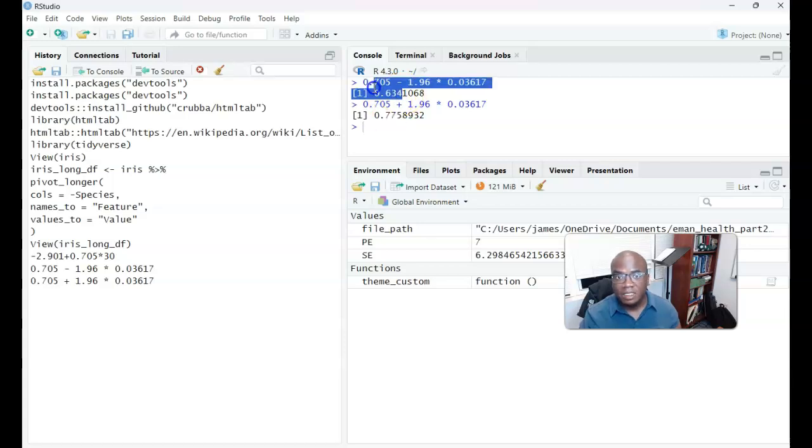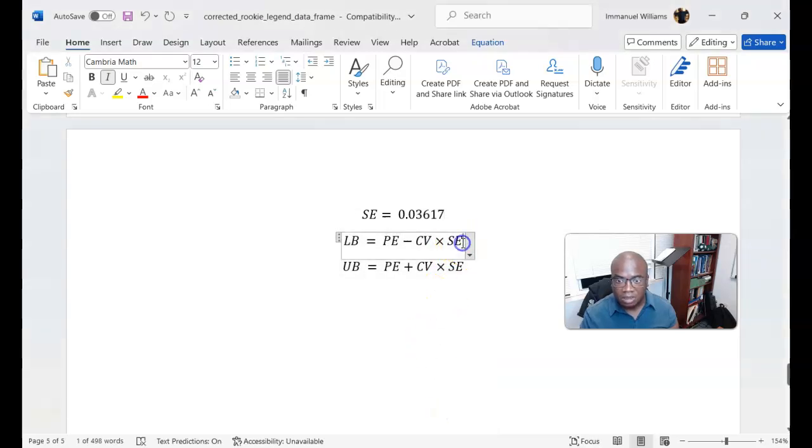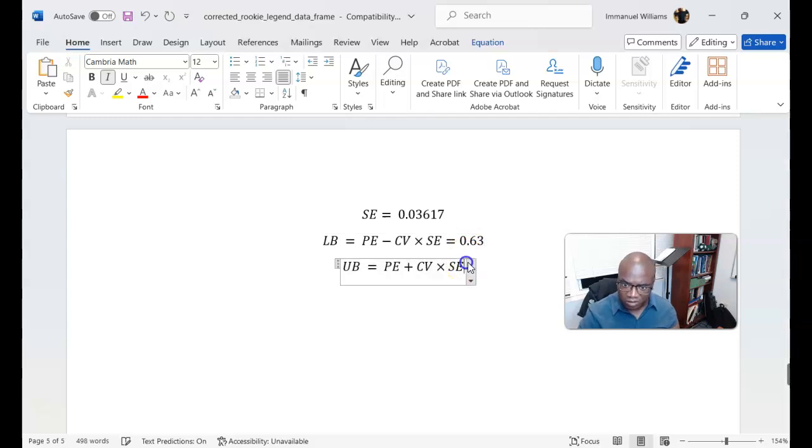And so with that being the case, that's important here, since zero is not within the lower bound and upper bound, based on the data, we can claim that there is a linear relationship, because zero is not included. What does zero imply? Zero implies that there's no linear relationship, okay? So this result agrees with our hypothesis test. So this was 0.63, and this is 0.77.